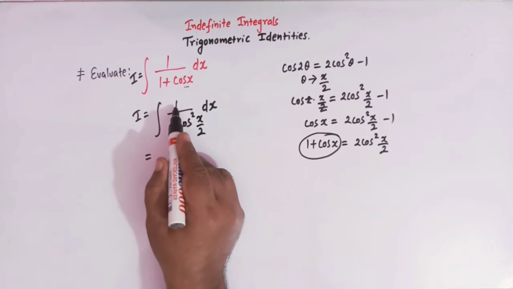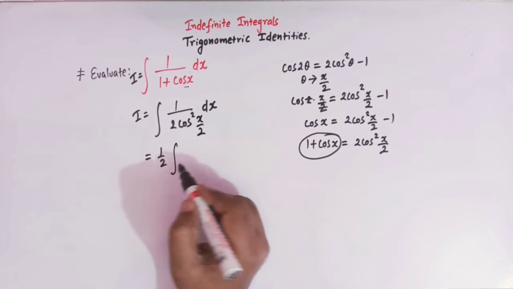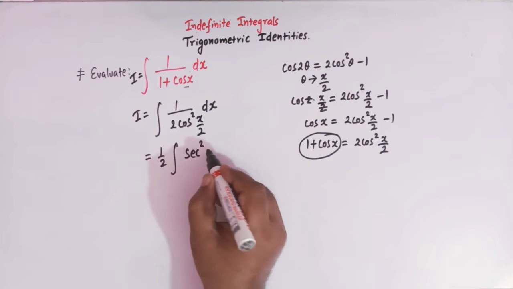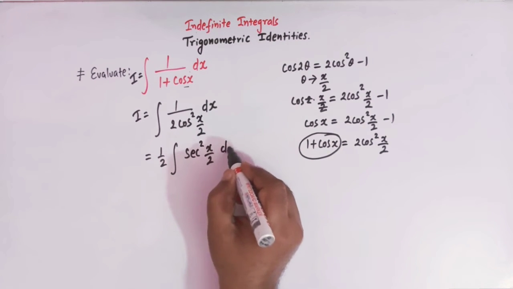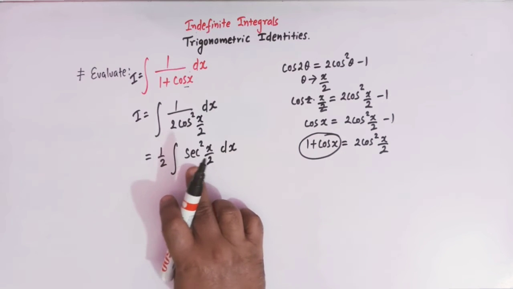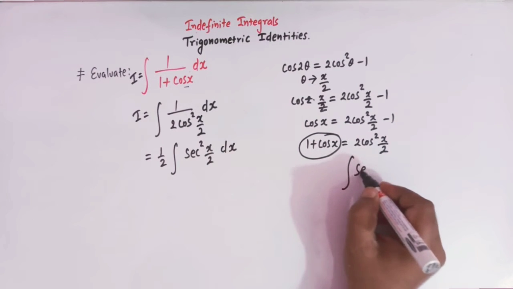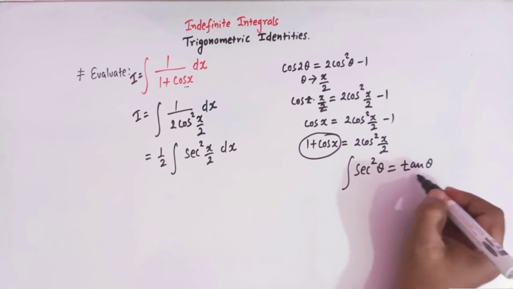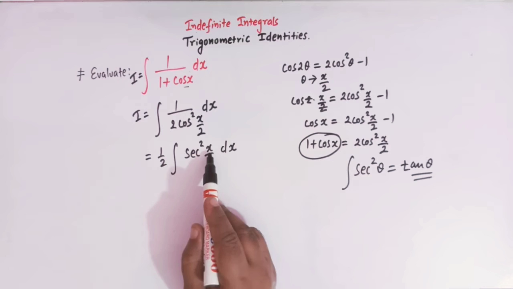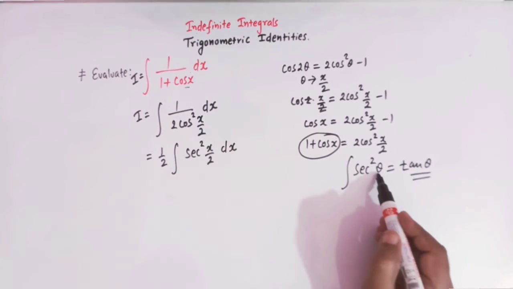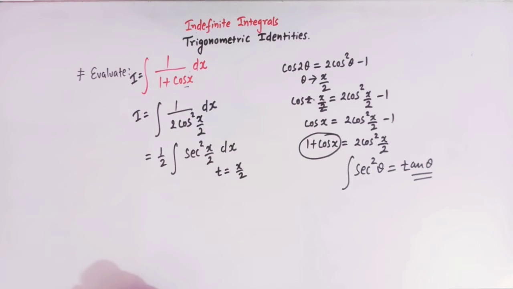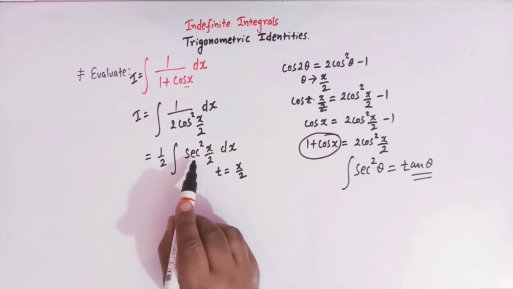Now we can take out this half outside the integral, and for 1 over cos square x over 2 we have secant square x over 2 dx, right? Now in order to find this integral, because we know that the integral of secant square theta is equal to tan theta, and here we have x over 2 for theta, what we will do is take t equal to x over 2, so we'll make use of the method of substitution.